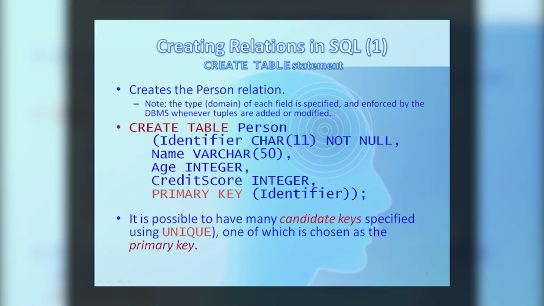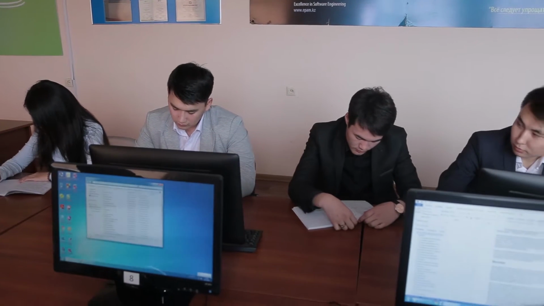Creating relations in SQL. Create table statement. You can see the example about create table person with the next attributes: identifier char 11 not null, name varchar 50, age integer, credit score integer, primary key identifier. It is possible to have many candidate keys specified using unique, one of which is chosen as a primary key.